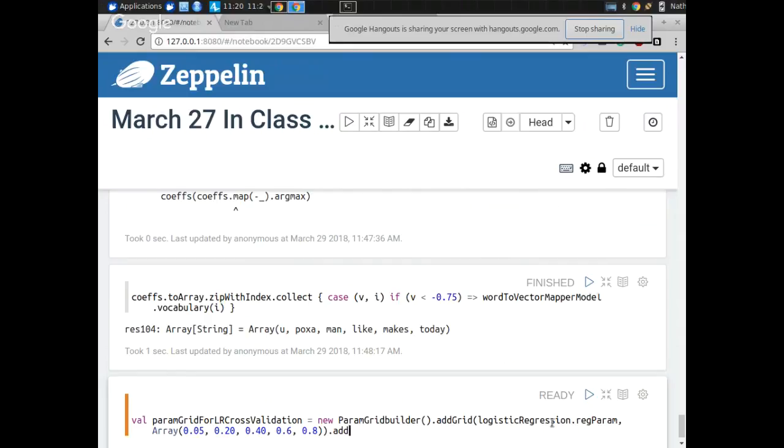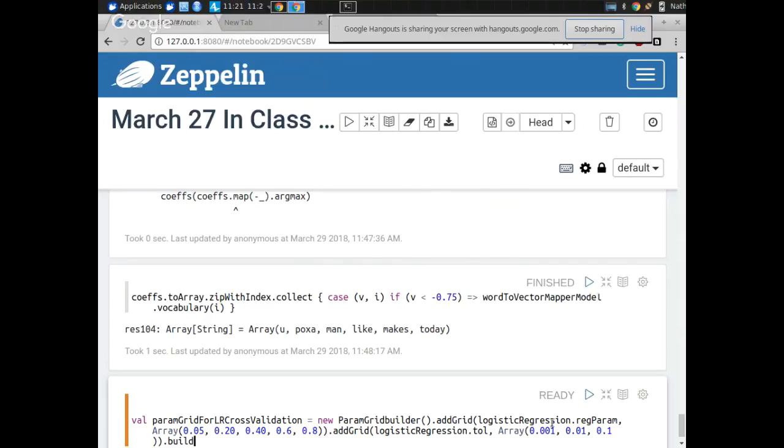Next, we're going to add another grid for the same basic logistic regression element to the pipeline here. Oop, add grid, sorry, not add grid logistic, add grid. And it's logistic regression.tolerance, T-O-L. And it's going to be an array of 0.001, 0.01, 0.1, varying by a factor of 10 each.